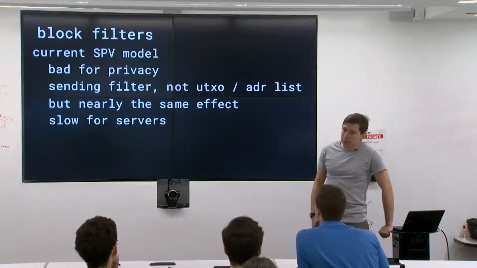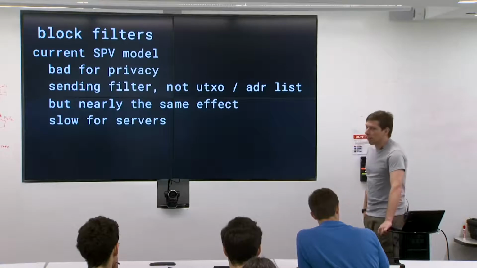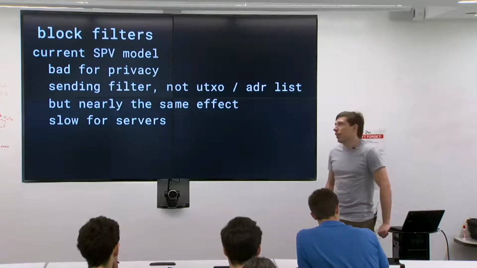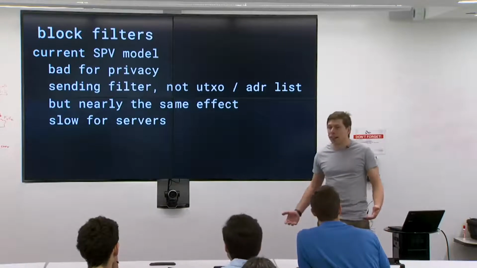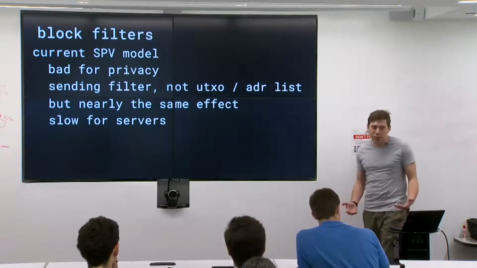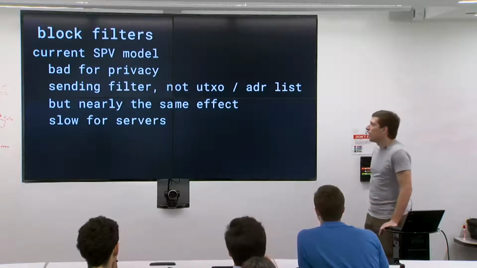But in practice, it's got about the same security as just telling them all your addresses. Right? So it's sort of like, oh, well, I'm sending a hash of my address instead of my address. Well, yeah, but I know all the addresses in existence on the Bitcoin network. I can just try to hash them and match it.